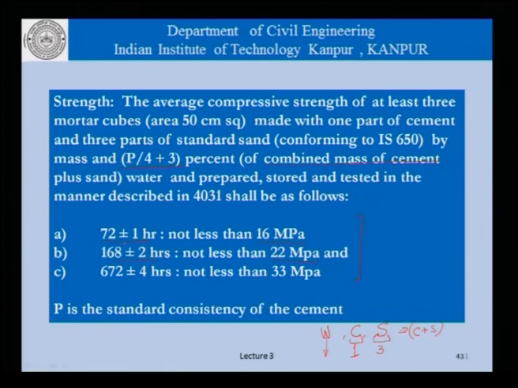16 MPa strength in 72 hours, 22 MPa in 168 hours and 33 MPa for 672 hours, where we must remember that P is the standard consistency of that particular cement. These numbers are of course for a given cement. Different cements will have different requirements.